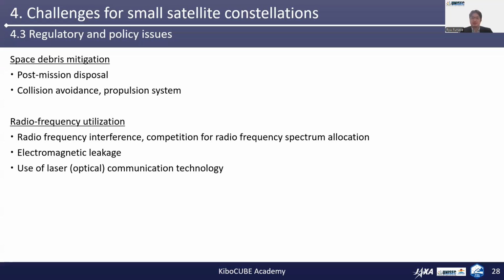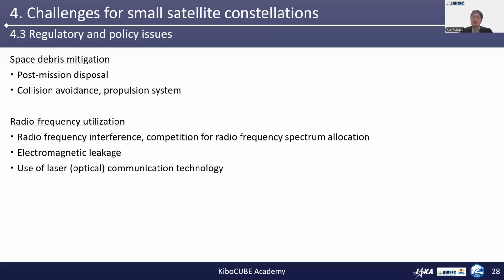Another issue is in terms of radio frequency utilization. With the widespread use of satellite constellations, the use of radio frequencies to operate these satellites is rapidly increasing, and radio frequency interference is becoming a major problem. Radio frequency interference can degrade the quality of the satellite's communications and affect the use of other terrestrial radio frequencies, making it increasingly difficult to coordinate frequency assignments.